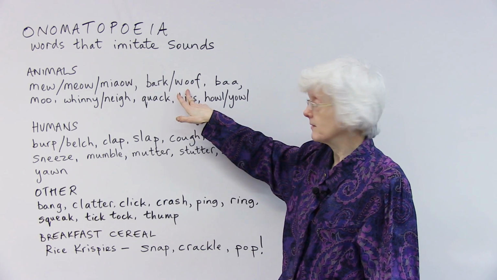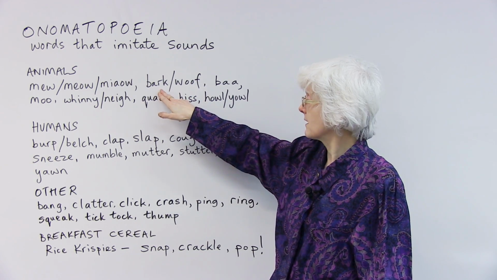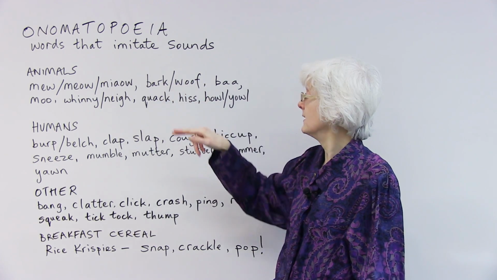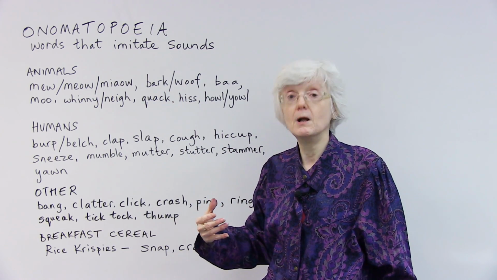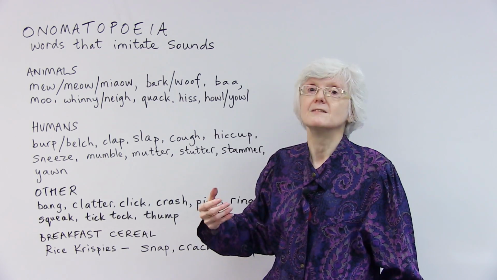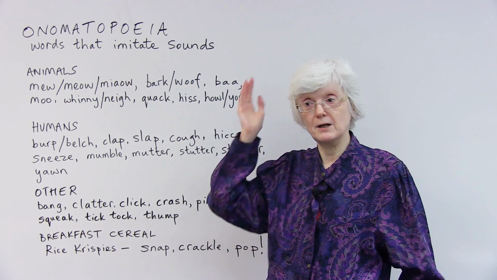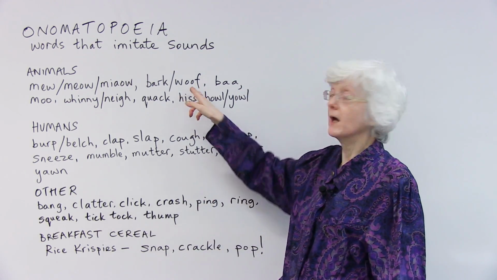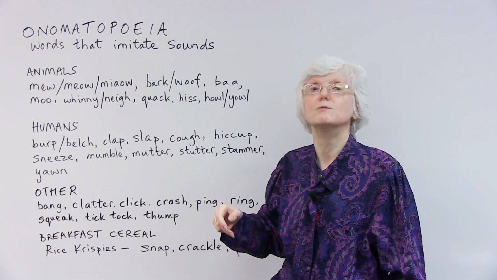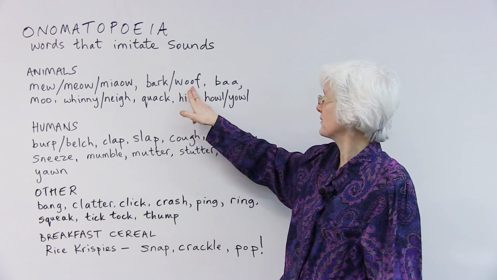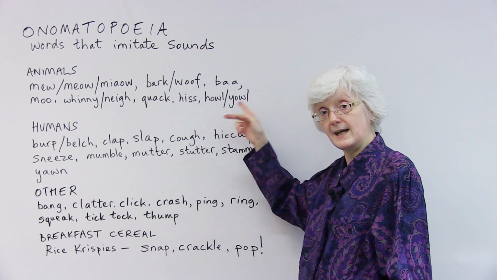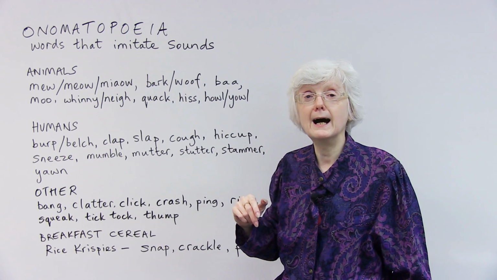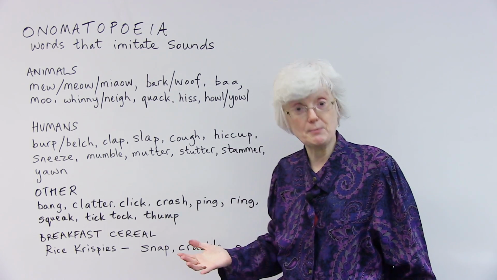For a dog, it's either bark or woof, and you can sort of make the sound, wow, wow, wow. That's the bark sound. Woof, woof, woof. That's the woof sound. Okay, so that's the dog. This one, B-A-A, is baa, and that's a sheep.